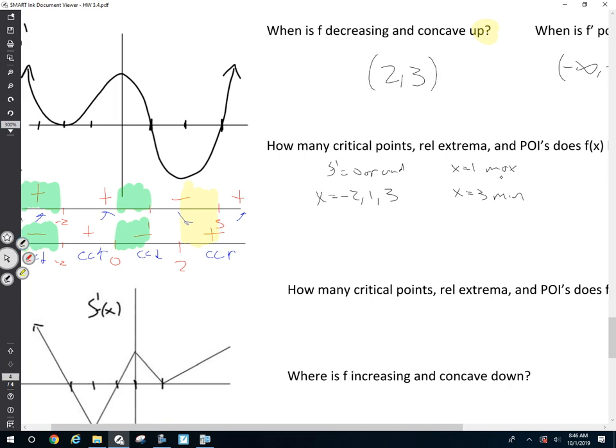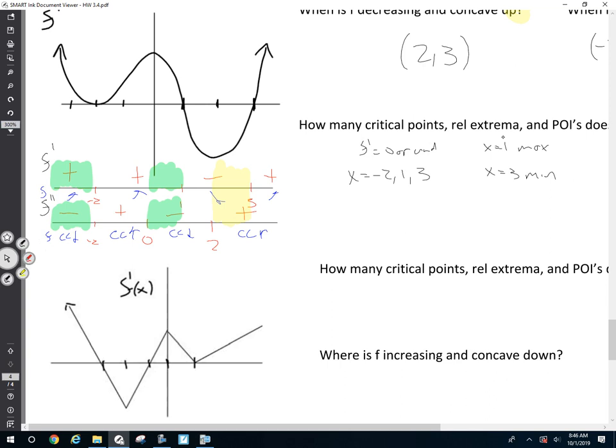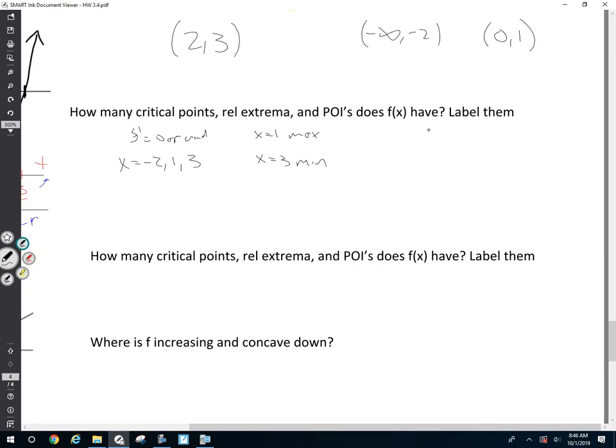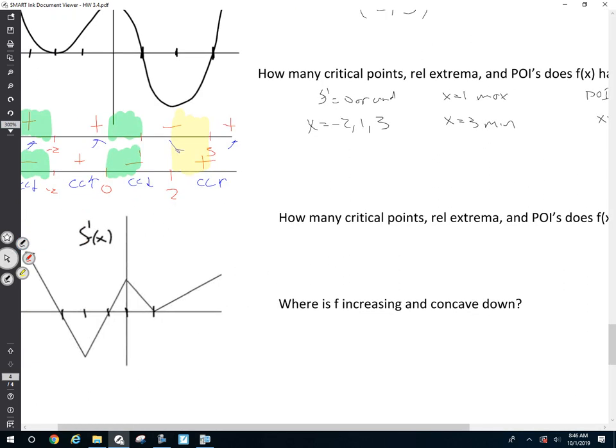Now f is going up or going down. Points of inflection are at negative 2, 0, and 2. We do change sign at all those locations.